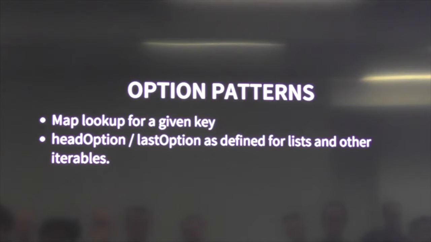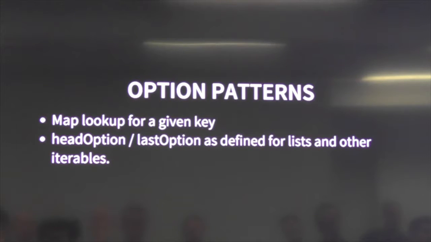So option comes up in many different applied patterns. For example, if you're looking up a map, so if you go to a map and you just pass in a key, option, you might get a value out. You don't know until you actually run the code, but it makes you handle the error case. You've got to think about what's going on.